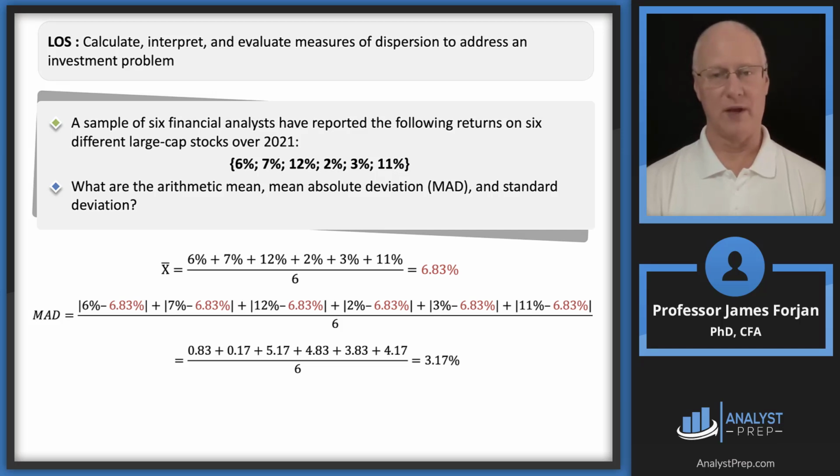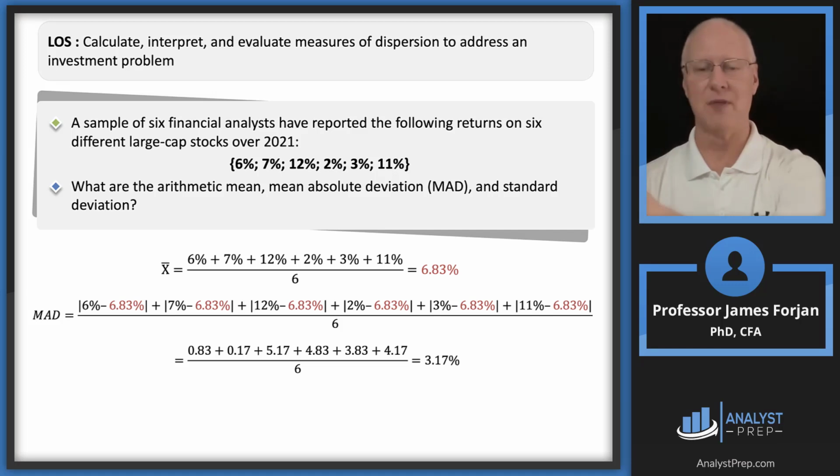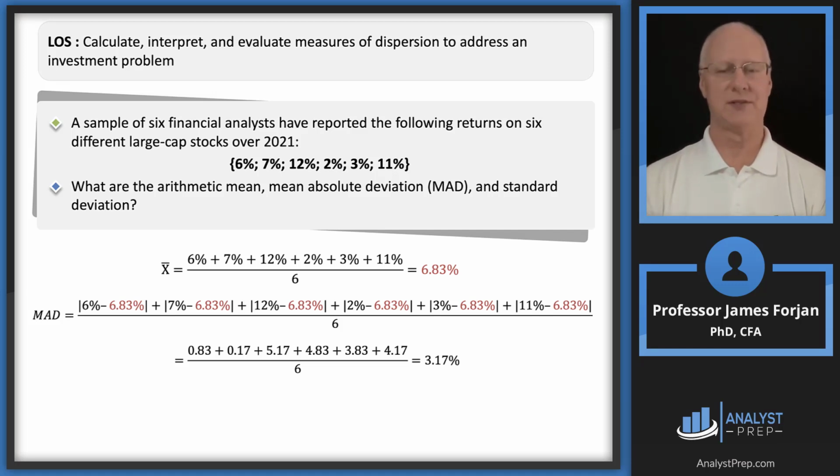And I wish I could give you a shortcut, but I can't. So look at that equation there. You're going to have to take the difference between each one, 6% and the mean, 6.83, 7% and 6.83, right? And sum those and divide by 6. If you do all that, you get 3.17%. I wish there was a shortcut, but there is not.